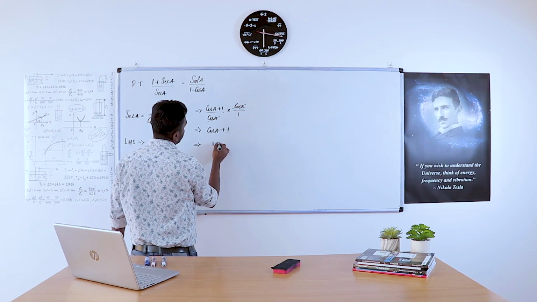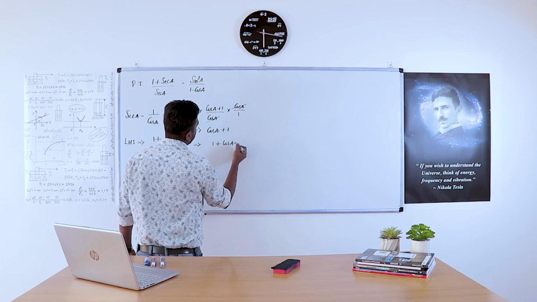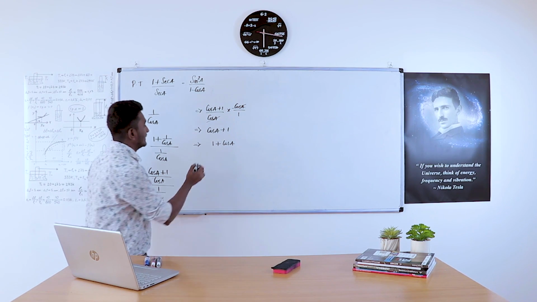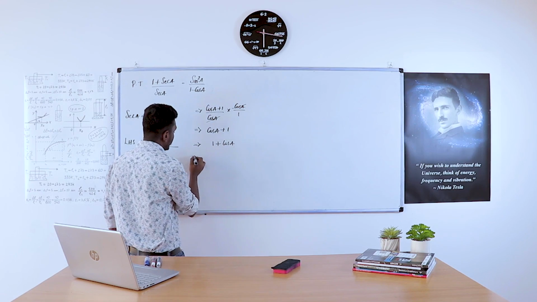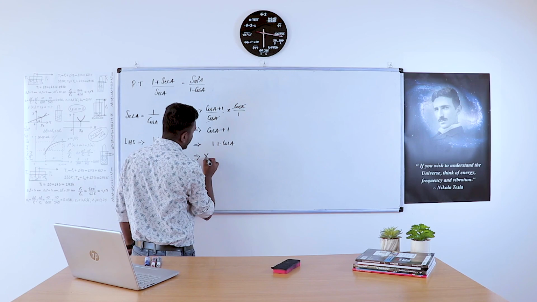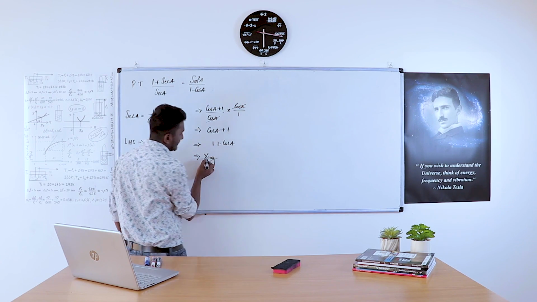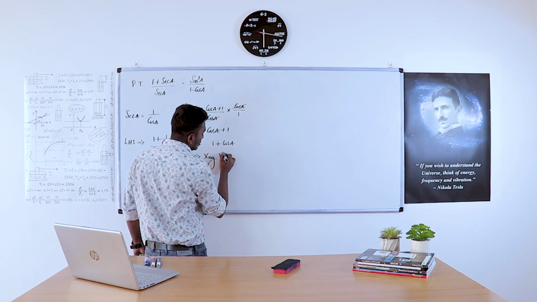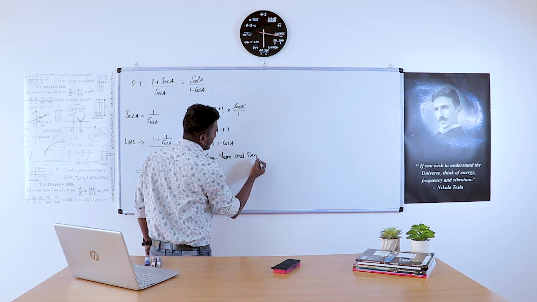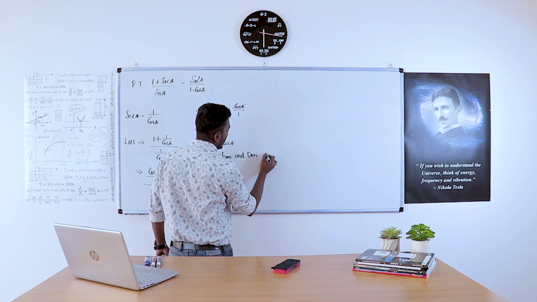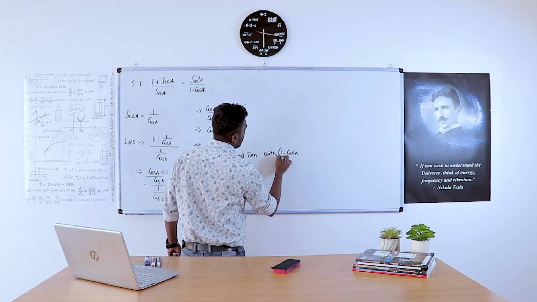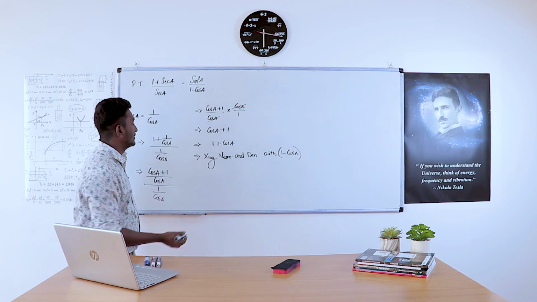So I can write it as 1 plus cos A. Now what I am going to do is multiply the numerator and denominator with 1 minus cos A, the same number. Multiplying numerator and denominator by 1 minus cos A.